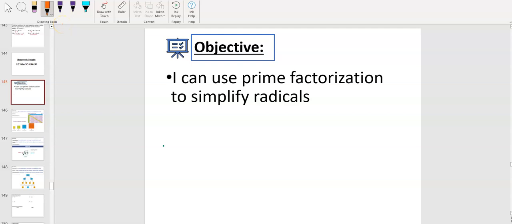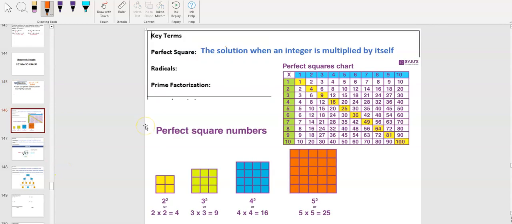This video is about simplifying radicals. So this is a review lesson. We're in the middle of topic 9, but we're going to review what a radical is and how to simplify and how to find square roots. So let's begin. Okay, first vocabulary word we have here is a perfect square.